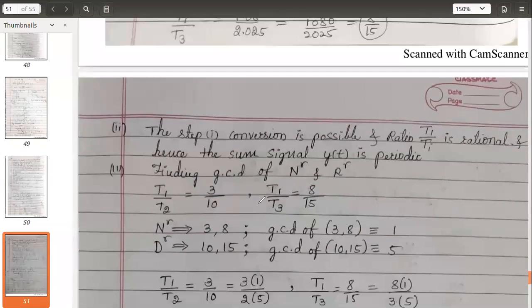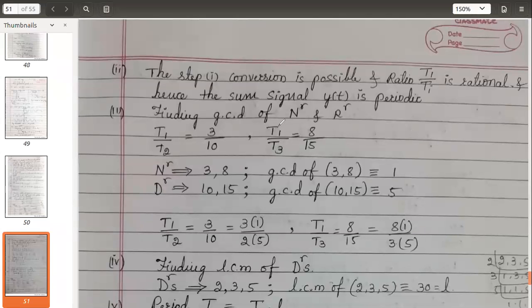So let's continue with the third step, finding the GCD. How to find the GCD? For the numerator, if you observe, you have 3 and 8, and the denominator 10 and 15. So 3 and 8, 10 and 15, find the GCD. For the numerator, you will get 1. For the denominator, you will get 5.